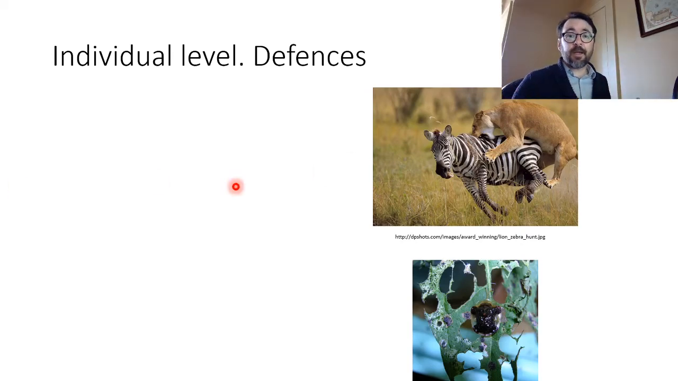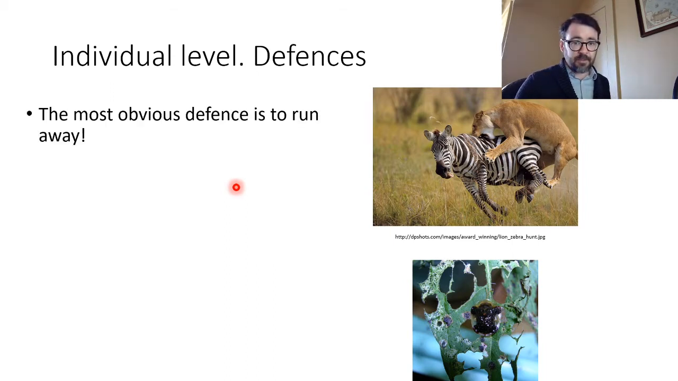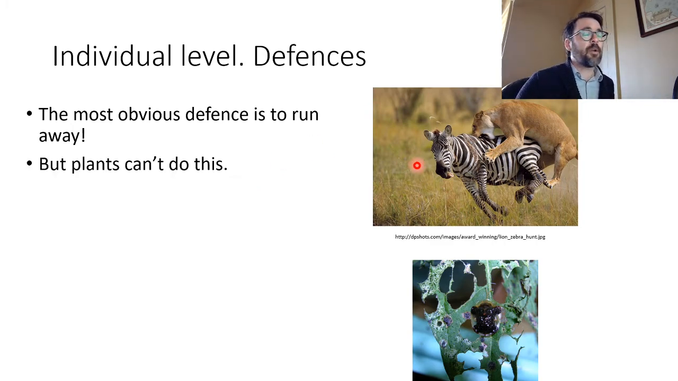Okay, so now that we've defined what an enemy is and maybe defined some specific plant enemy types, such as granivores and frugivores, let's think a little bit about what individuals can do to defend themselves against herbivory, right? So the most obvious defense, if you're an animal, is to just run away. That's what this poor zebra is trying to do. But plants can't do this.